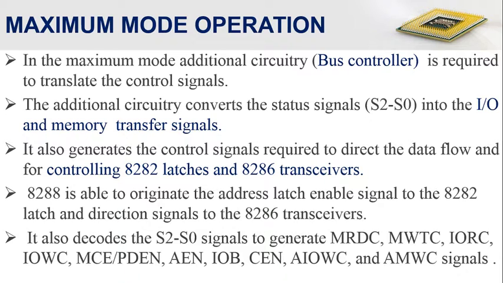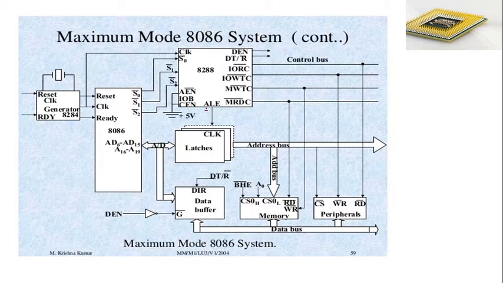We can discuss the maximum mode configuration of 8086 in this video. Here is the block diagram of the maximum mode configuration, which includes components like the clock generator, 8086 CPU, address latches and data buffer. This data buffer is exactly equal to the transceiver unit present in the minimum mode configuration. And here we have one more additional component, that is the 8288 bus controller circuit.